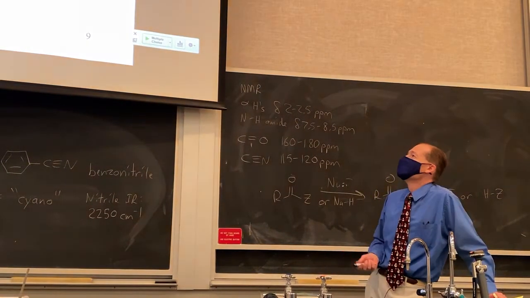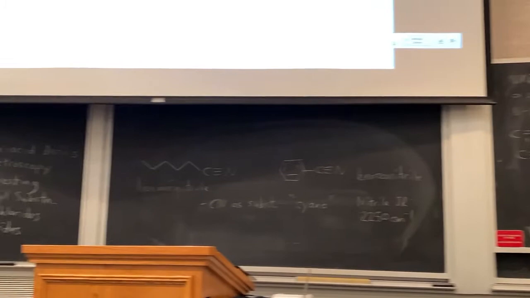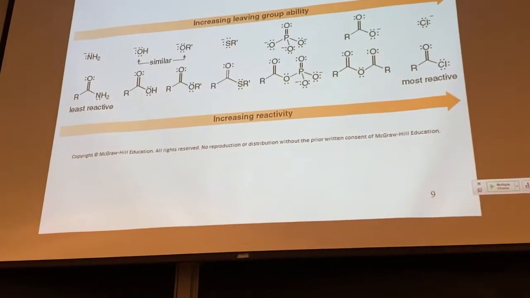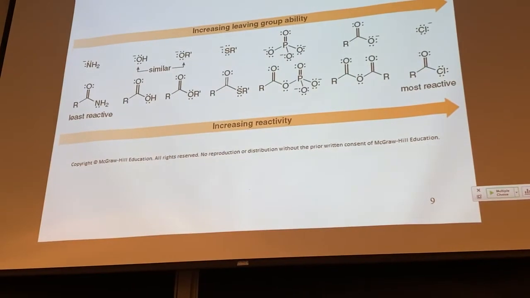Okay, so if you have a better leaving group, it's less basic. It's not donating electrons as strongly to the carbonyl carbon. So you're going to have a higher partial positive charge. That's exactly right. So the first step will be accelerated if you have a better leaving group, a less basic group attached to the carbonyl carbon.